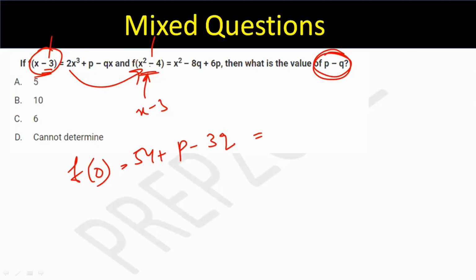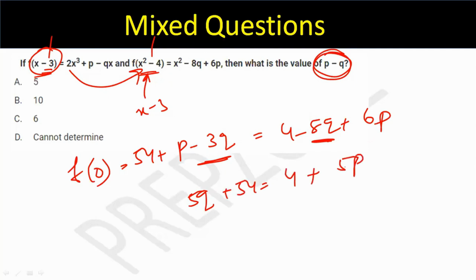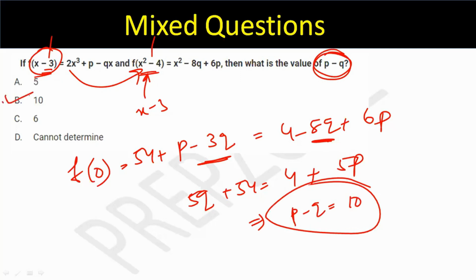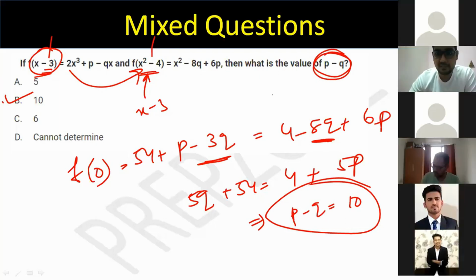So let's put x equals to 2 here. This is 4 minus 8 cube plus 6p, right? Now if you just observe, this is minus 3 cube. This is minus 8 cube. So 8 cube will come here. This is 5 cube, right? Plus 54 is equals to 4 plus 5p, which means p minus q is nothing but 10. Option B. So again, a question which can be solved very easily if you happen to visualize the pattern.